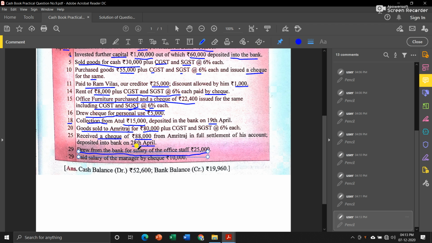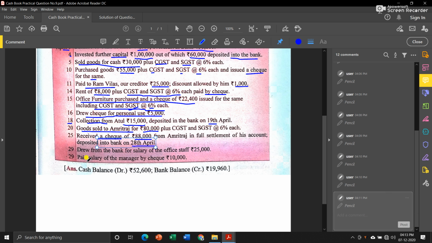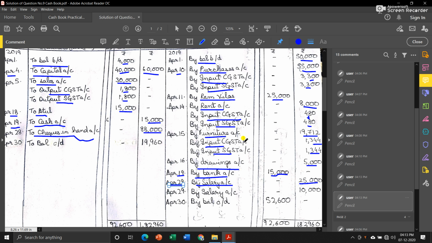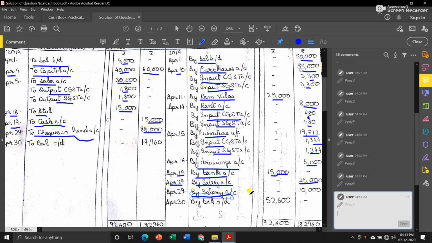Then again on 29, paid salary of the manager by check, means instead of giving him cash as salary, we gave him one check of rupees 10,000 as his salary, so money will be deducted from our bank. So again we wrote by salary account, and in bank column we wrote 10,000.